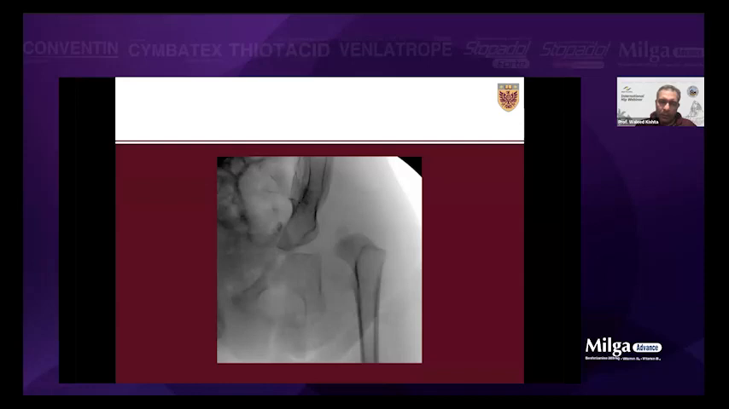If the large head is reducible and concentrically reduced, then I will try to do a very good pelvic osteotomy to cover it, or a shelf. If it's irreducible, then I do a shelf or carry.